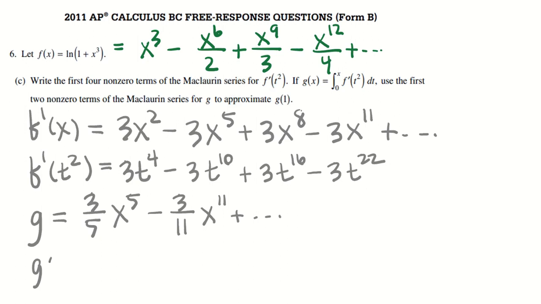To approximate g of 1, well, I'd say, all right, g of 1 is going to be approximately equal to 3/5 of 1 minus 3/11 of 1. Okay, and so that's just going to be a number.